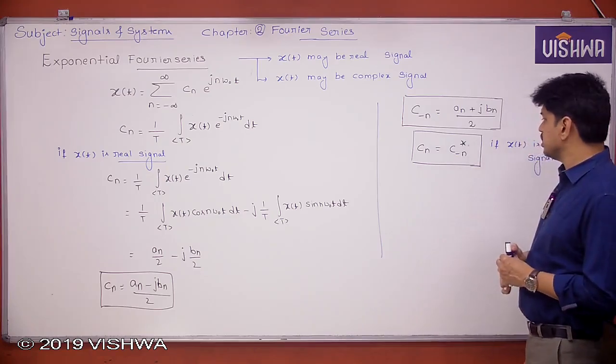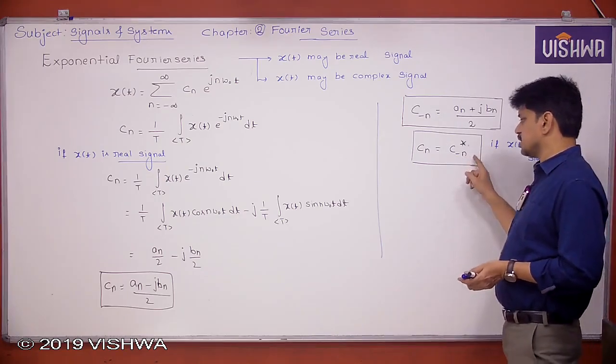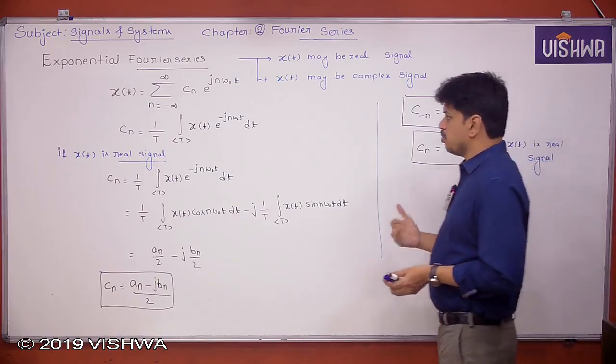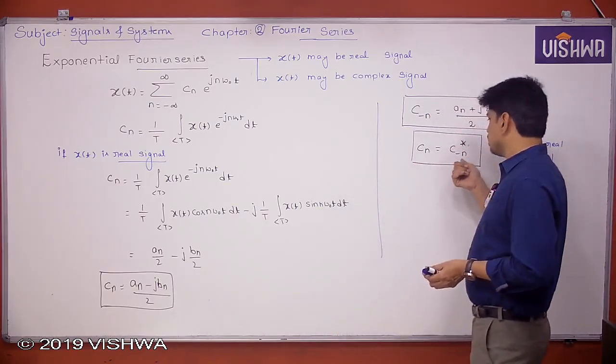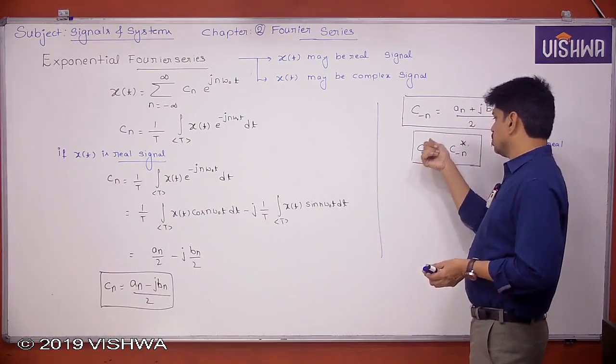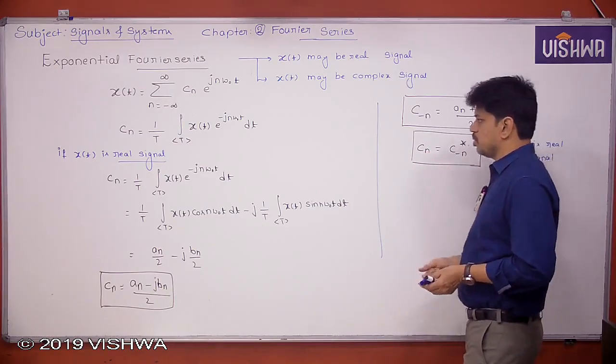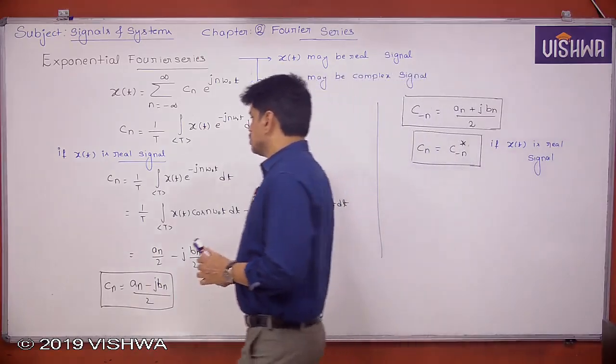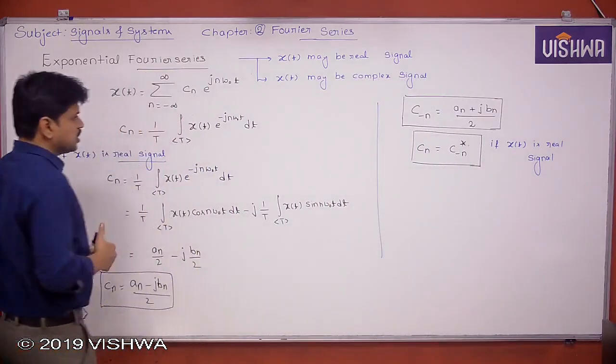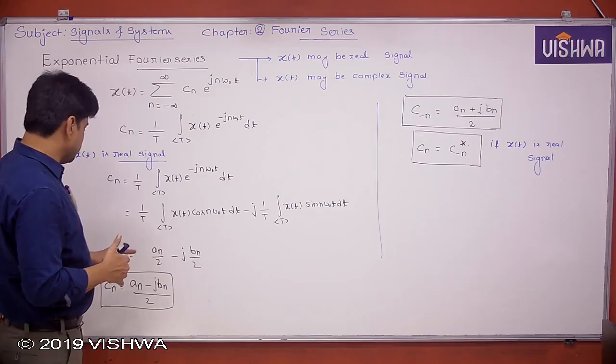If x of t is a real signal, for a real signal only this condition is valid, otherwise it is not. So why have I taken n and minus n? Because if n is positive, it indicates positive values, and minus n indicates negative values. Okay, I hope you understood. So this is the relation between an, bn and cn.